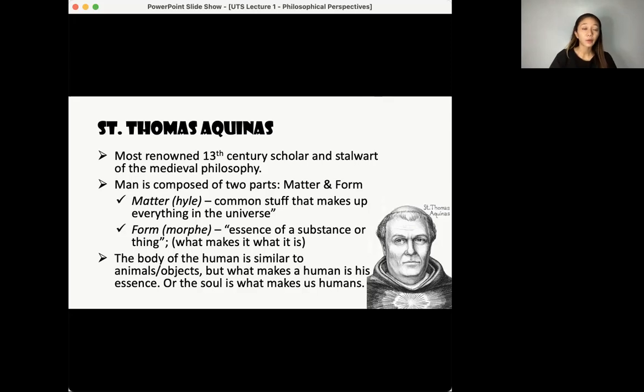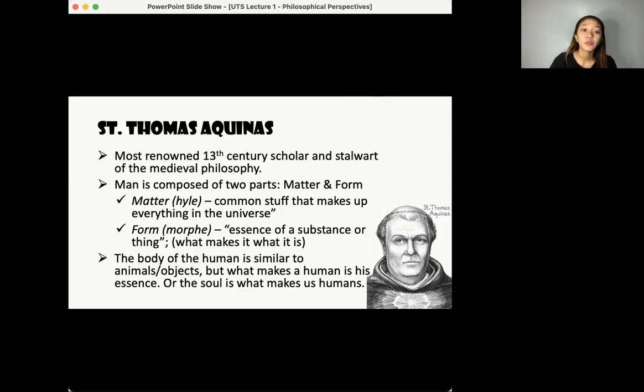So Saint Thomas Aquinas is the most renowned 13th century scholar and stalwart of medieval philosophy. According to him, man is composed of two parts, the matter and the form. Matter, or what he calls hyle, is the common stuff that makes up everything in the universe, while the form, or the morph, is the essence of a substance or thing, what makes it what it is.